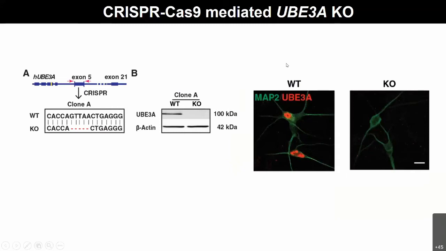Okay, so here is the data. Because this story has been published, allow me to go through this really quickly. Here you can see that we used CRISPR-Cas9 to knock it out, and we validated that both by Western blotting shown here, and also by immunostaining. In the neurons, in the wild-type cells, you have very nice UBE3A staining, but it's completely absent in the knockout. So this validates that we have the knockout.